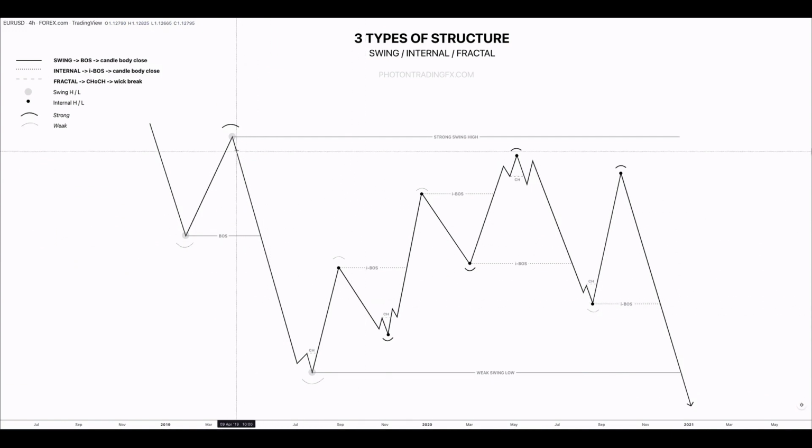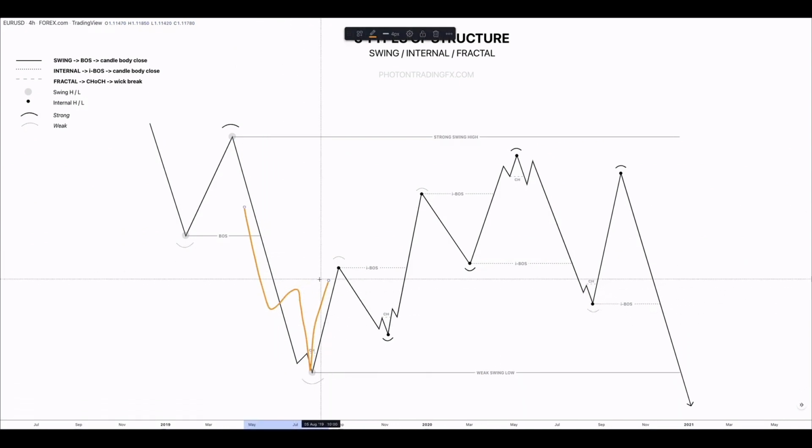So in this instance, it was kind of one impulsive leg down. So there wasn't that internal pullback like I spoke about. But if there was, then we would look for the price to break that. That would be your bullish IBOS. Okay, this would still be the swing high, this would be the swing low, and then this would be that swing pullback, okay, in that instance.